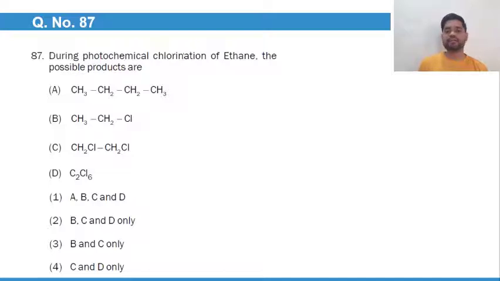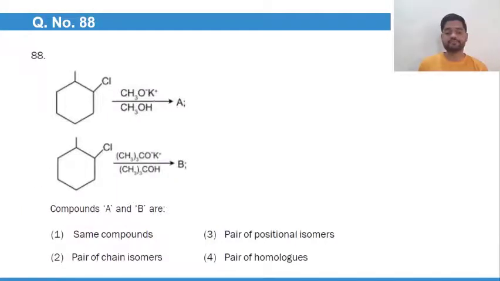87. During photochemical chlorination of ethane, the possible products are butane, yes, can be prepared. Ethyl chloride, yes. And since no condition is given, so mono, di, tri, tetra, penta, hexa, all is possible. So even this is possible and even this is possible. So all 4 are possible, and hence I'll go with 87, option number D. All are possible. Okay. 88.